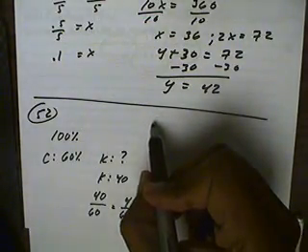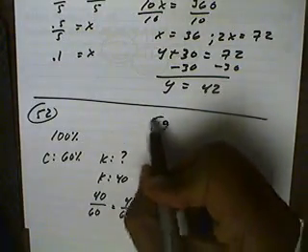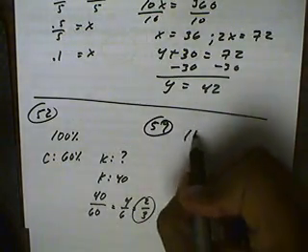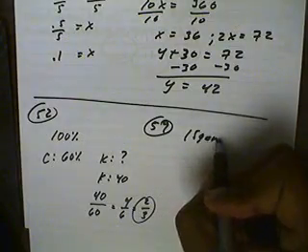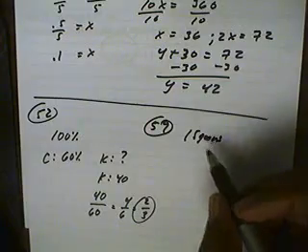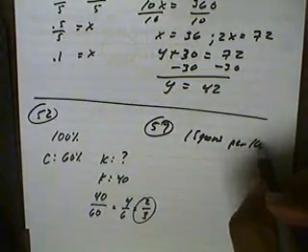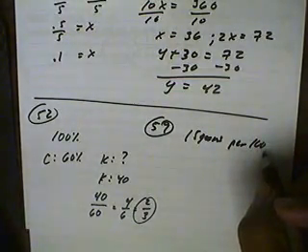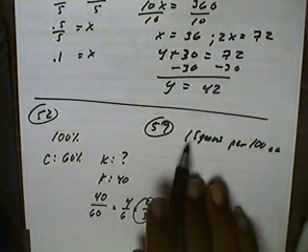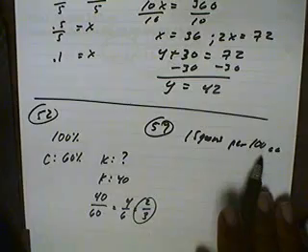Number 59. 59 asks, a glucose solution contains 15 grams of glucose. So we have 15 grams here. It's hard to see that, grams of glucose per 100 cubic centimeters of solution. So I'll put cc for cubic centimeter. So 15 grams are in 100 cubic centimeters.